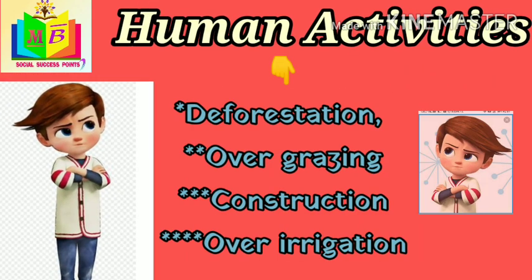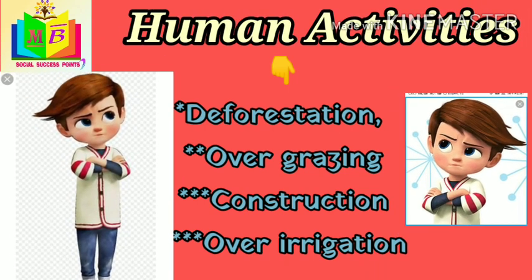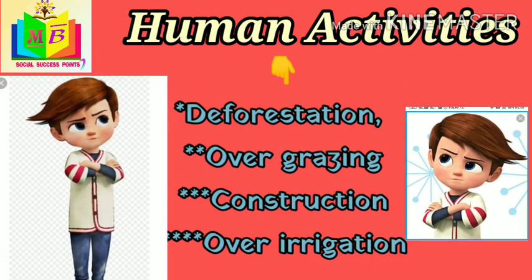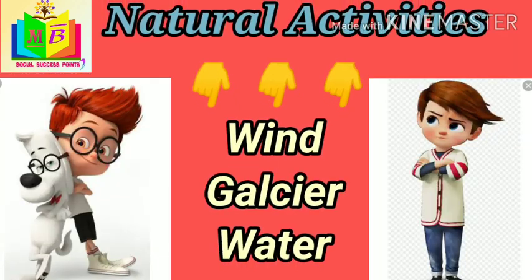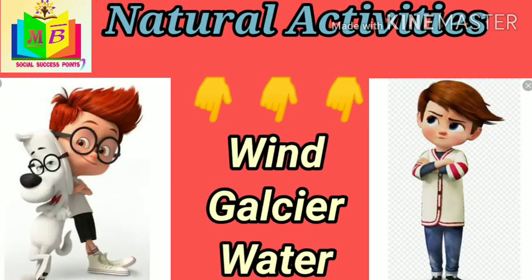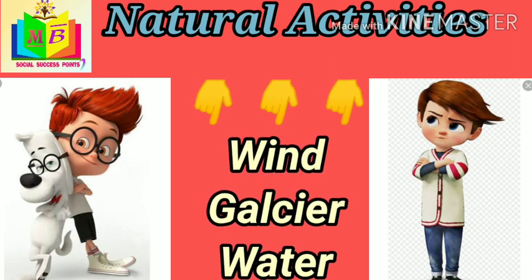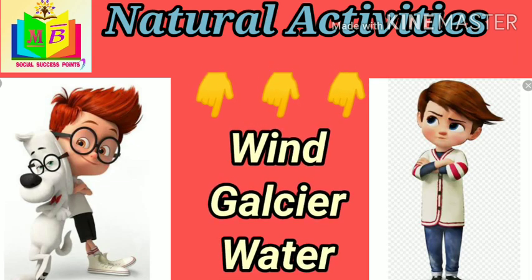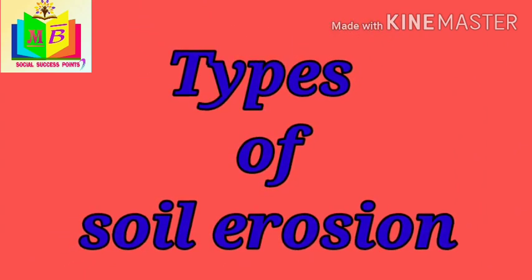In human activities, the causes of soil erosion are deforestation, overgrazing, construction work, and over irrigation. And if we talk about natural activities, the causes of soil erosion are wind, glaciers, and water. Now we will discuss the various types of soil erosion. There are various kinds of soil erosion. So first of all, we will see gully erosion.